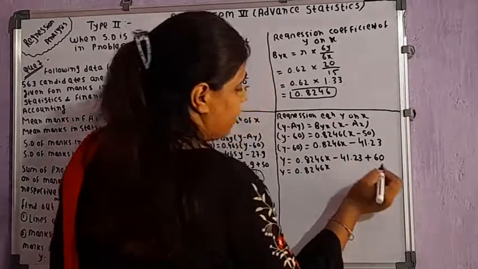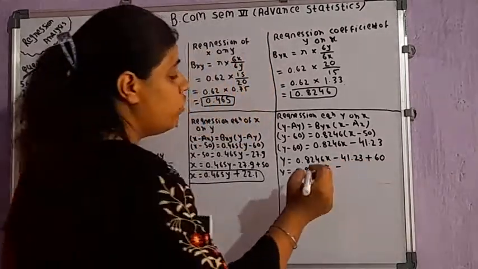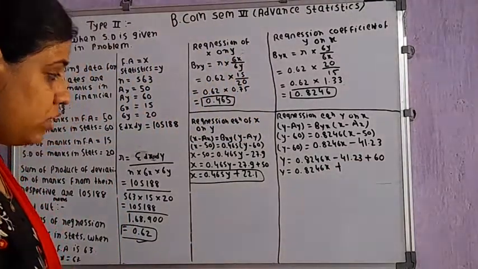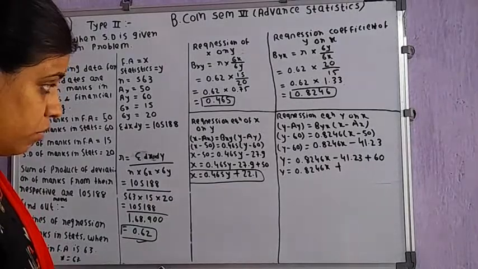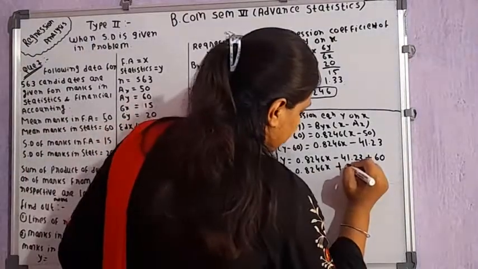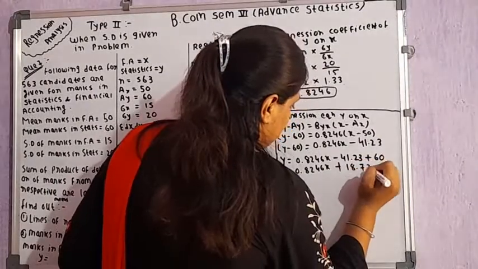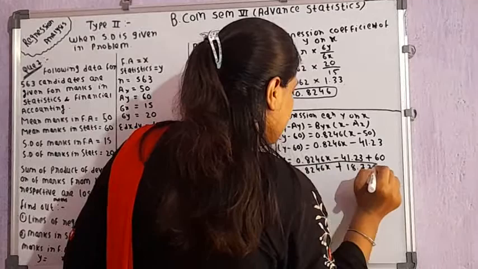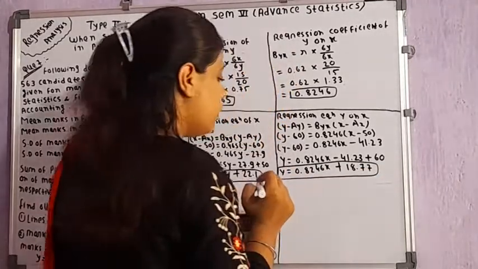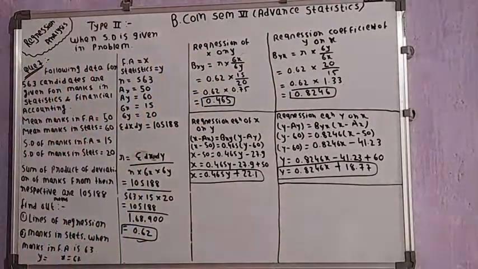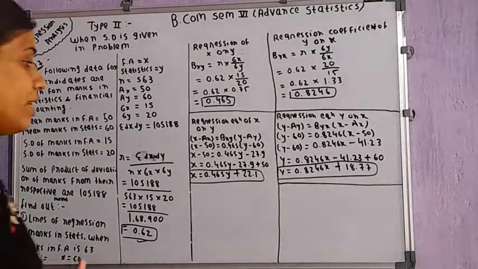So y is equal to 0.8246x, and minus plus minus, the sign of the bigger number, that is why plus. So 60 minus 41.23 comes to 18.77. So here what we have got? We have got the regression equation of y on x. By using this regression equation, we can find out the value of y when the value of x is available.